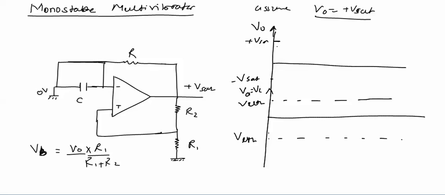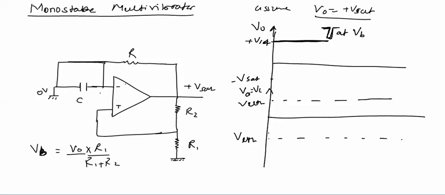If output is equal to plus Vsat, the capacitor is shorted across and does not get a chance to charge. If the capacitor does not charge, the output does not change and remains at plus Vsat. For changing the output, we'll have to apply a negative pulse at VB.